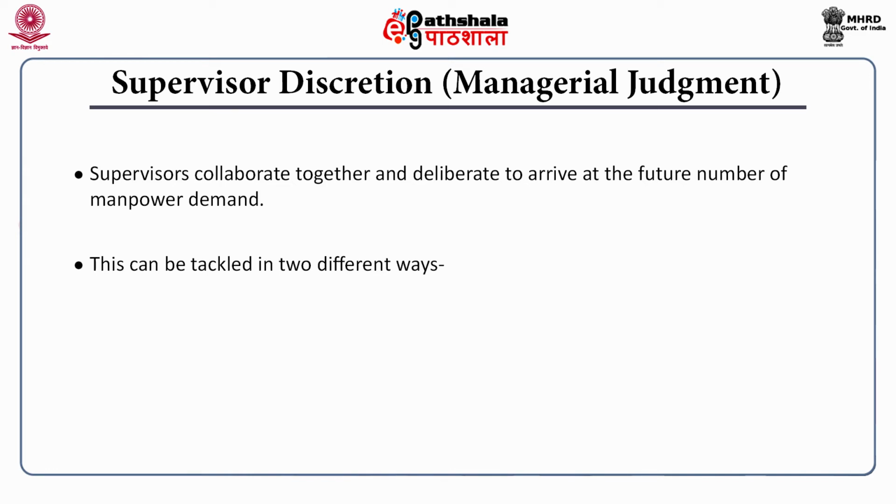First is lower to higher, that is bottom up approach. Under the lower to higher bottom up approach, first level supervisors predict the demand of the labor force for their departments and send their requests to higher management. After this, the senior management reviews and takes decision.